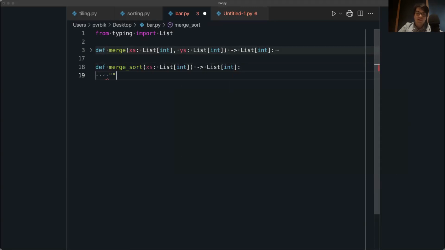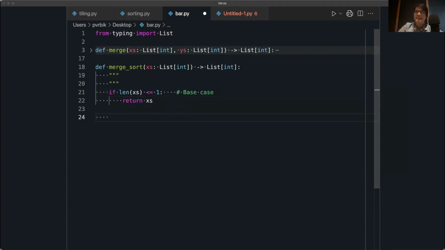So how is this going to work? Well, if not xs, then return this. If length of xs is equal to 1, return xs. Okay, but actually, I can combine these two conditions. I can say, if this is less than or equal to 1, just return xs. So this forms the base case.